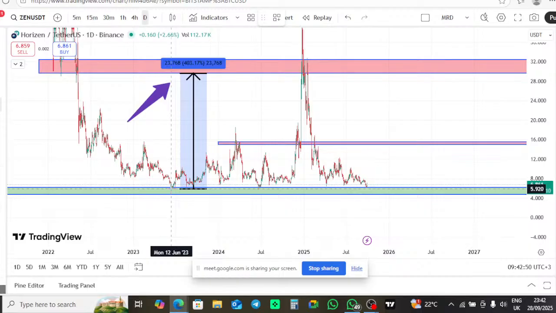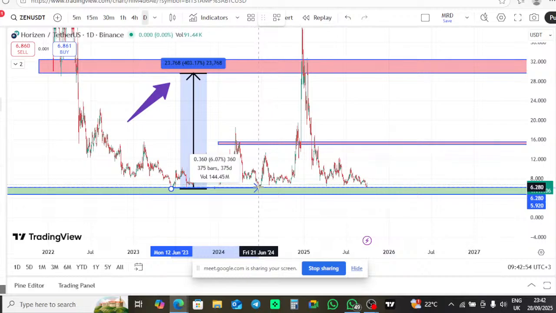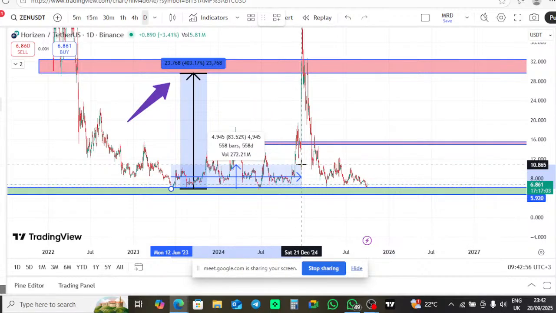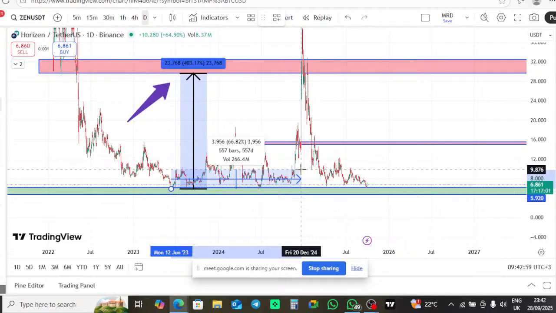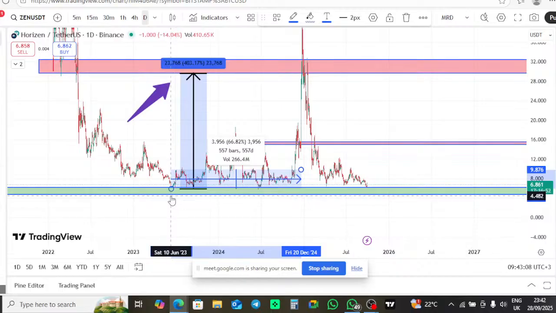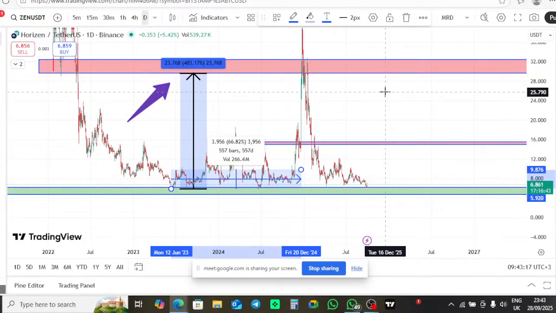This was 2023. Let us see. You are waiting for 400%. When was it? It touched that area in 2024 December. Here it was 2023 June. June, then up to 2024 December. That's when you came out. My dear friend, let us go to the calculator and see.